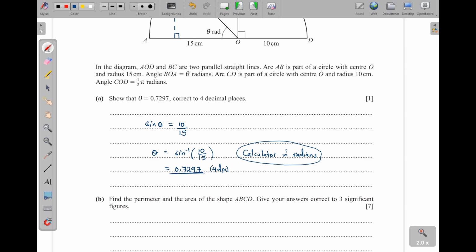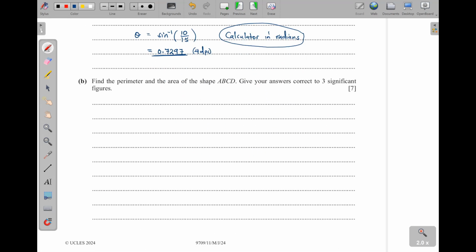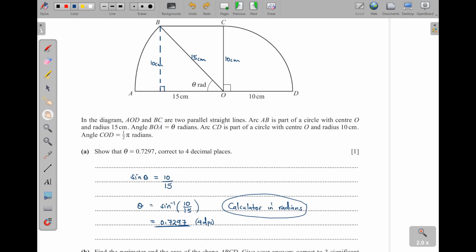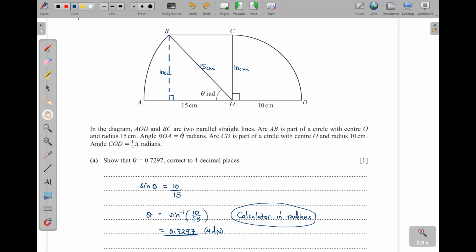That is that. Then part B, find the perimeter and the area of the shape ABCD. Give your answers correct to 3 significant figures. Perimeter is the sum of all lengths around the shape, right? Now, when we come to this shape here, we need BC. We need the arc length, and remember arc length is equal to r theta.